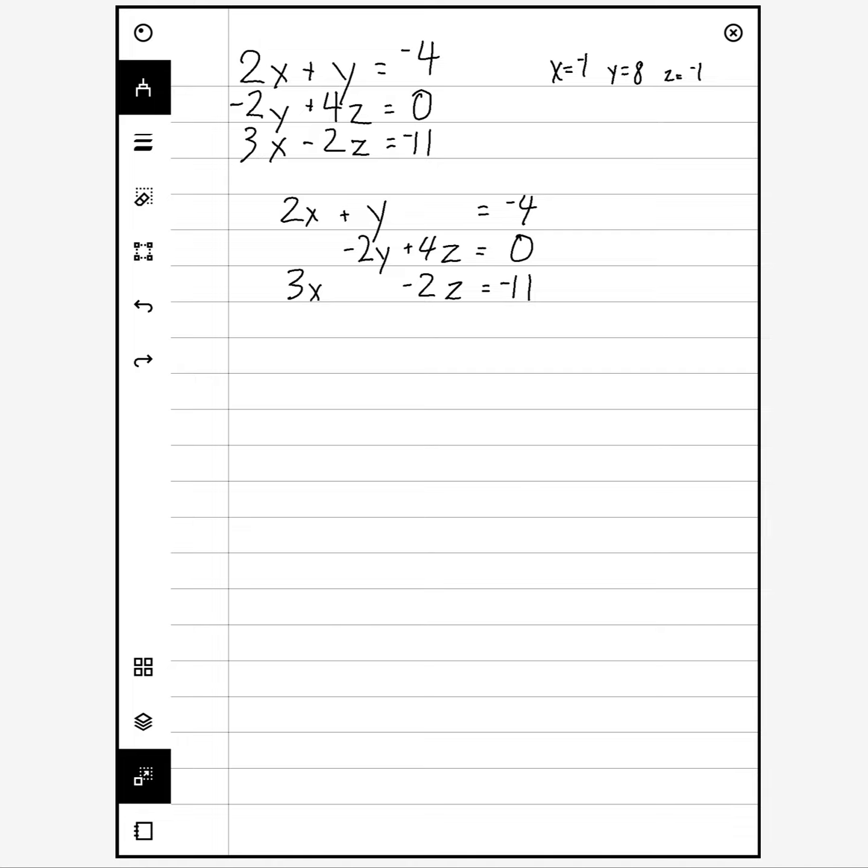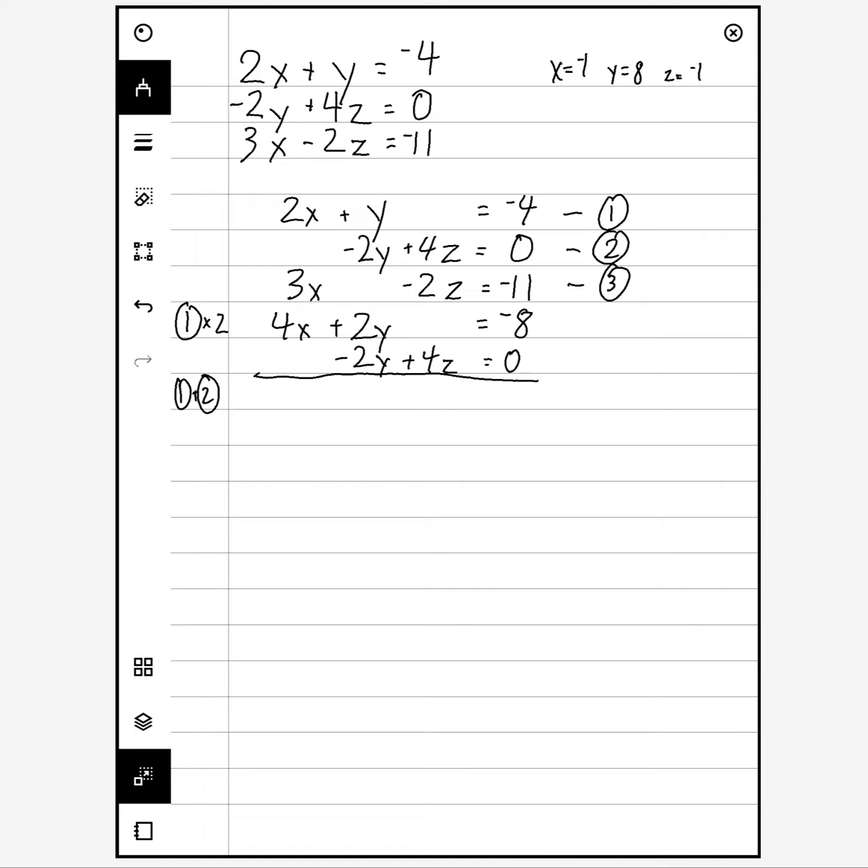I'm going to be referring to these different equations as equation 1, 2, or 3 for now. And if I change it, I'm going to refer to it as like 1a or something. So we're going to keep referring to equation 1 as this one, and so on. So let's do equation 1 times 2, and then we'll get 4x plus 2y is equal to -8. And then let's add that to -2y plus 4z is equal to 0, which is equation 2. So let's do 1 plus 2.